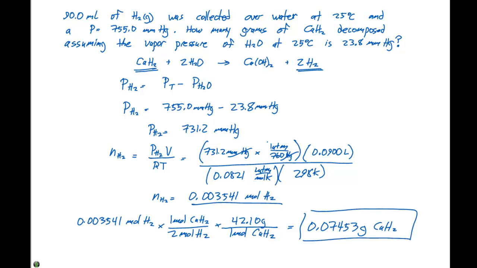To recap here, we used our partial pressure expression to get the partial pressure of hydrogen, which is the total pressure minus the pressure of the water. Then we can use the PV equals nRT expression to get how many moles of H2 are present. We can then take the number of moles of H2 and convert it to grams of, in this case, CaH2. And that is what's given here as 0.07453 grams of CaH2.